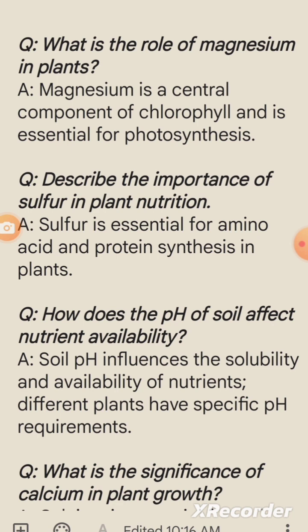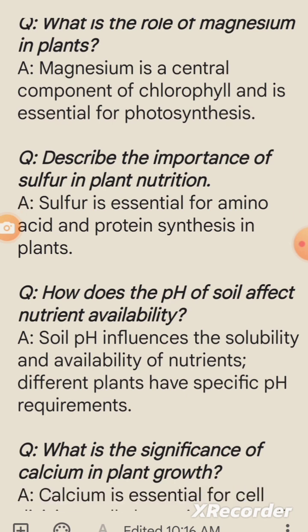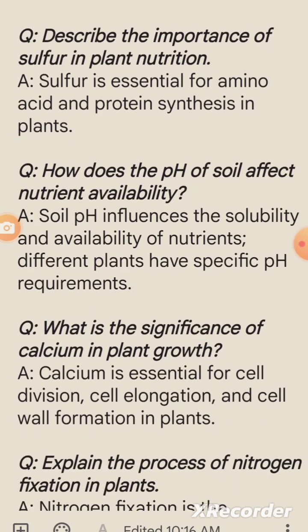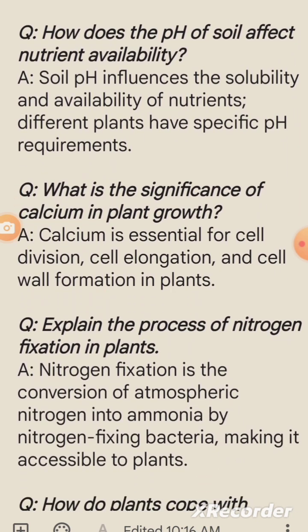Question: how does the pH of soil affect nutrient availability? A. Soil pH influences the solubility and availability of nutrients. Different plants have specific pH requirements. Question: what is the significance of calcium in plant growth? A. Calcium is essential for cell division, cell elongation, and cell wall formation in plants.